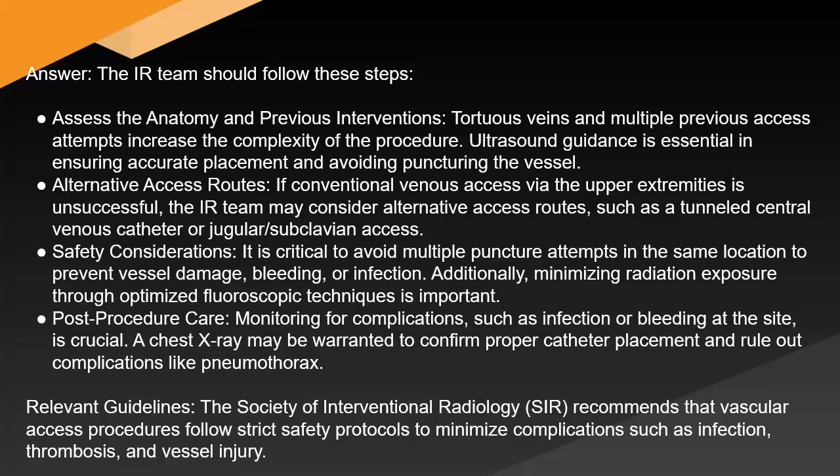Safety considerations: it is critical to avoid multiple puncture attempts in the same location to prevent vessel damage, bleeding, or infection. Additionally, minimizing radiation exposure through optimized fluoroscopic techniques is important. Post-procedure care: monitoring for complications such as infection or bleeding at the site is crucial. A chest X-ray may be warranted to confirm proper catheter placement and rule out complications like pneumothorax. Relevant guidelines: the Society of Interventional Radiology recommends that vascular access procedures follow strict safety protocols to minimize complications such as infection, thrombosis, and vessel injury.